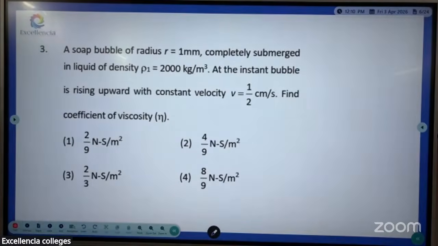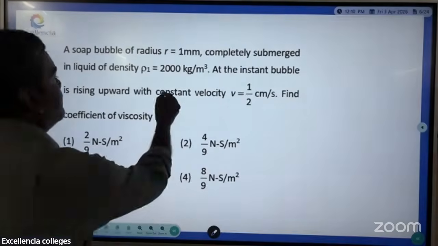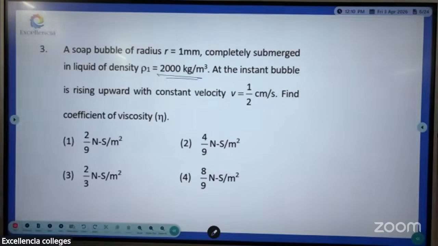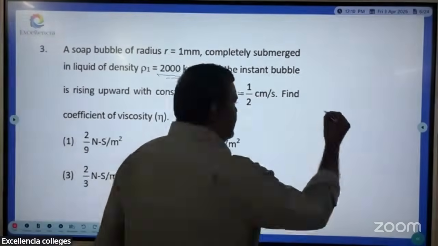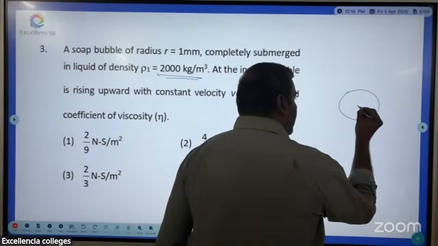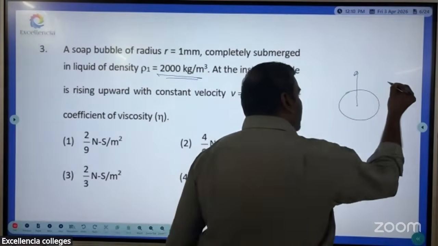Now let's see here. A soap bubble of radius R1 mm completely submerged in a liquid of density 2000 kg per meter cube. At the instant the bubble is rising upward with constant velocity of half centimeter per second. Find the coefficient of viscosity. So basically, this is the soap bubble here.